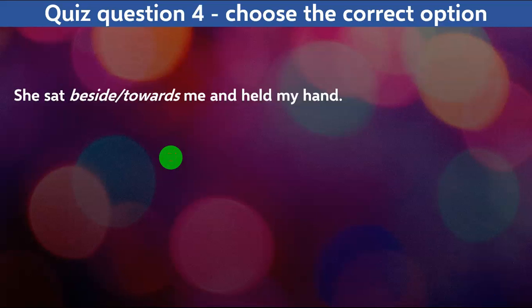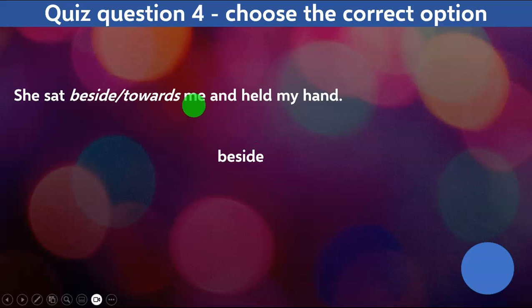Number 4 coming up. She sat beside or towards me and held my hand. Your time starts now. Alright, the answer is she sat beside me. Towards doesn't make sense. You can't say she sat towards me. I've already explained the meaning of the word towards.